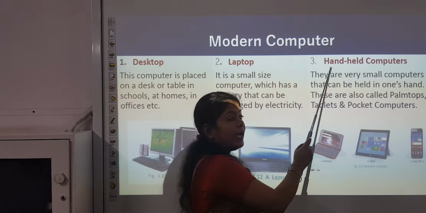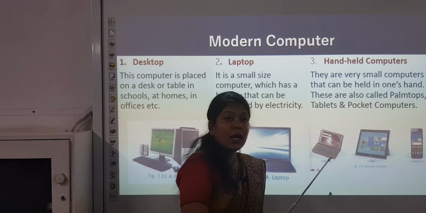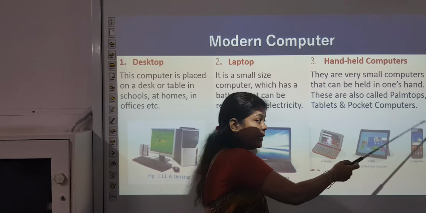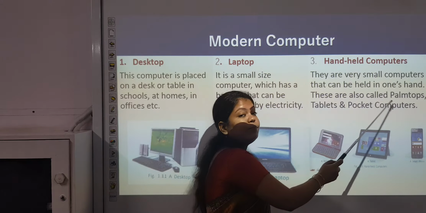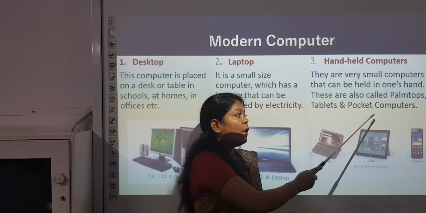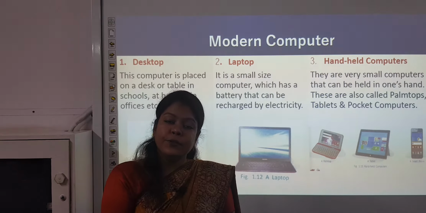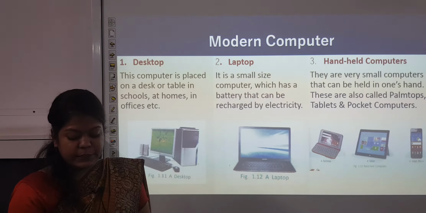Next we have handheld computers. They are very small computers that can be held in one's hand. These are also called palm tops, tablets, pocket computers. Okay? So, you can also carry it very easily with yourself.